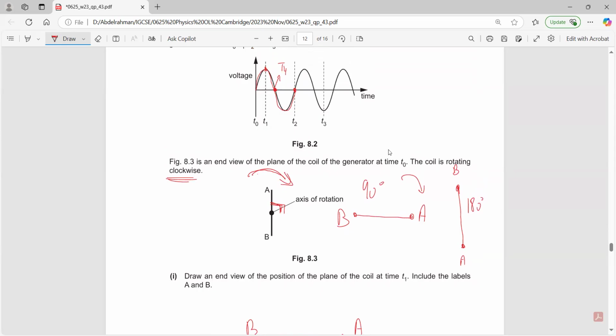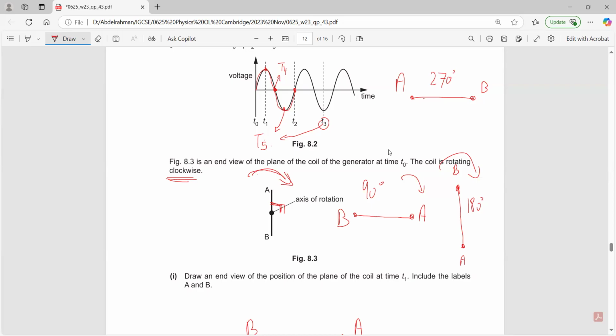So at T4. What about at T5, which is similar to T3? What happens at T5? It's still rotating. So B will be on the right hand side and A will be on the left hand side. This is after 270 degrees. So T5 is the same as T3. They are both the same. Why? Because this is a 270-degree rotation. It's three quarters of a full rotation.